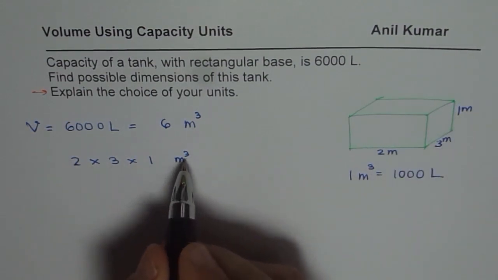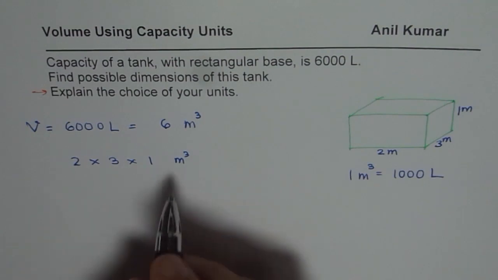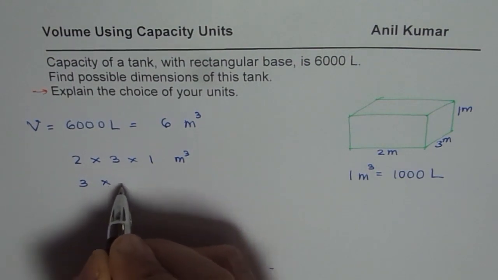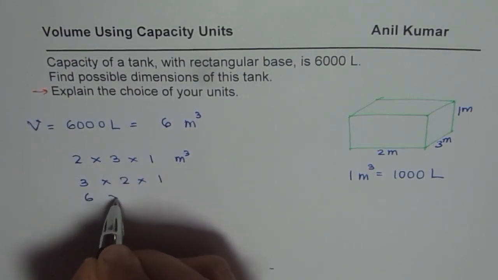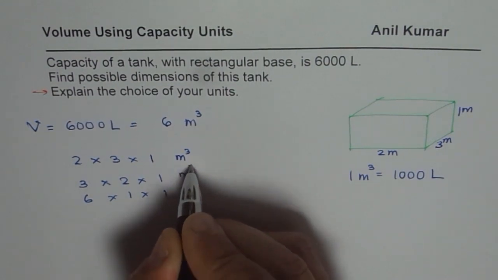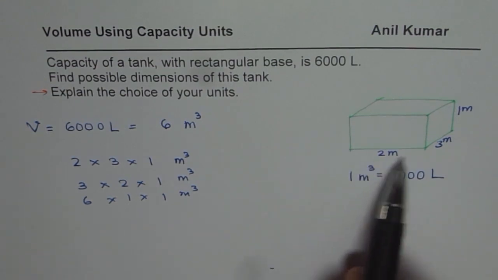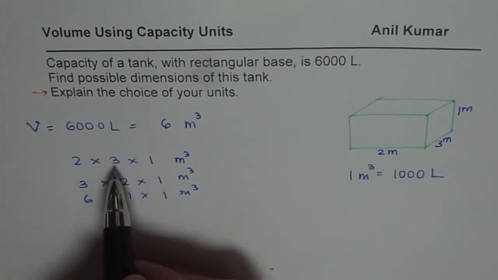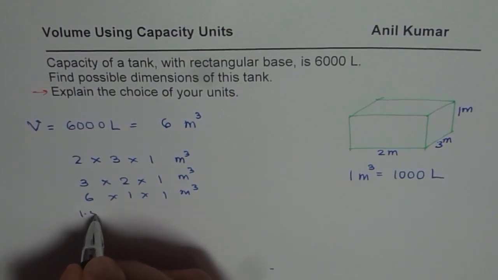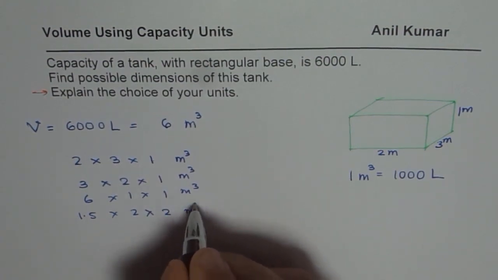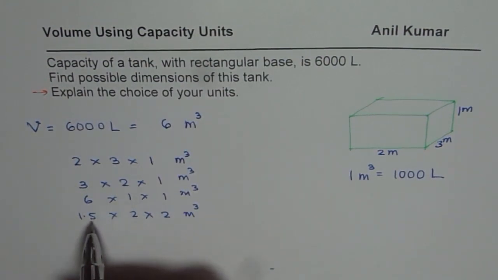So when you multiply these, you get 6, correct? So that could be one combination, or it could be 3 times 2 times 1, or it could be 6 times 1 times 1. So these are good numbers to work with, right? So we say, well, these are possible and there is no limit to this. You could have many different combinations which will give you 6 meter cubes. So you could have half of 3, which is 1.5 times, you can double this one up, right? So that will also give you 6 meter cubes. You can multiply and check your answer.